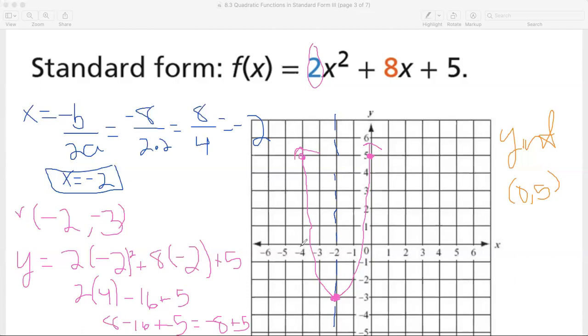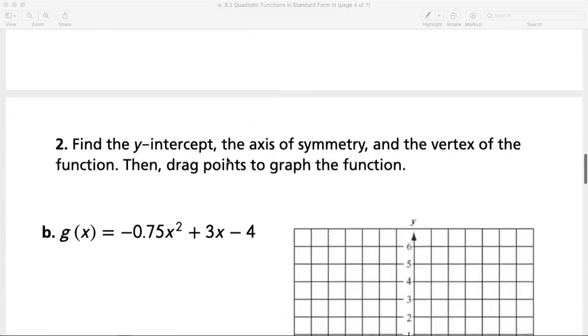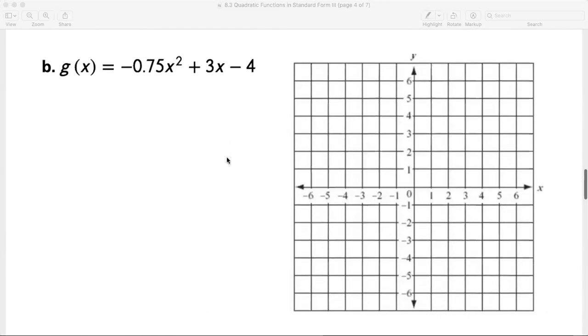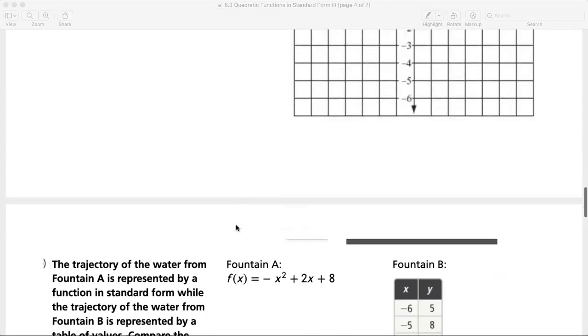If you were to plug in -4 into this equation, you would get 5. And there's no need to because a parabola is perfectly symmetrical. So this is our perfect graph. Okay, let's keep moving. We're going to go ahead and skip this example. I think you guys have seen enough. And we're going to get to our last two parts.